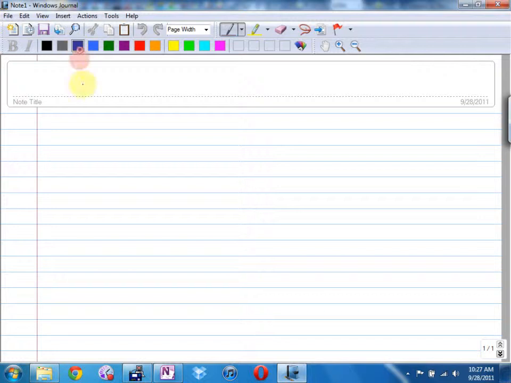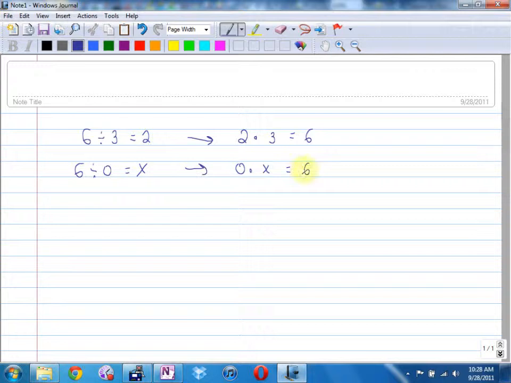Ellen, when I say 6 divided by 3 equals 2, I'm also saying that 2 times 3 equals 6. If I was able to go 6 divided by 0 and get an answer, I'll call the answer X because I don't know what it is, I would also have to be able to say that 0 times X had to be 6. What's the problem with that statement? Yeah, we can have our 0 times table, but we can't have our 0 times table and have a 0 division table. Timesing by 0 has no inverse.